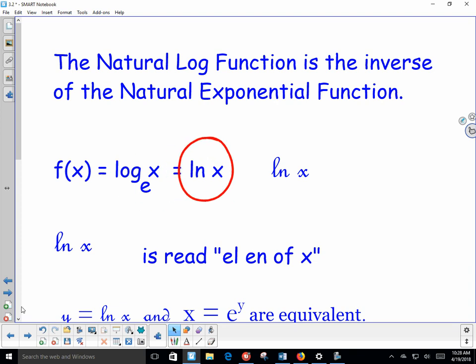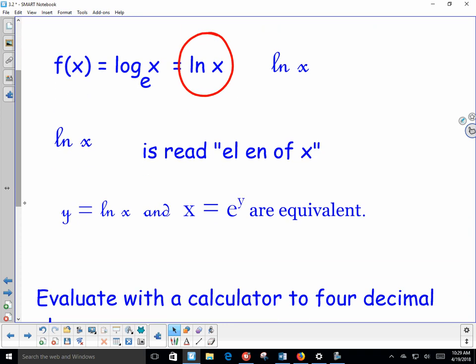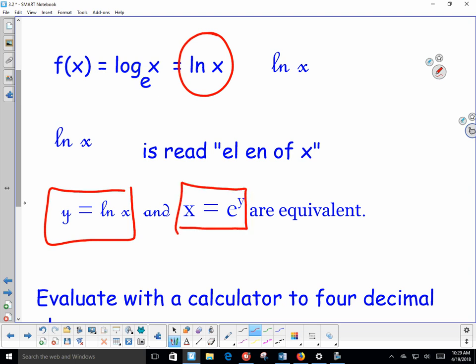It's got a special abbreviation, an L and an N and the x. And we read that ln of x. We're really just saying the letters. I got to write it with a little script here so it doesn't look like "in." It's ln of x. Everybody with me? And that means log to the base e of x. So, just like we talked about earlier, y equals ln of x and x equaling e to the y are equivalent.